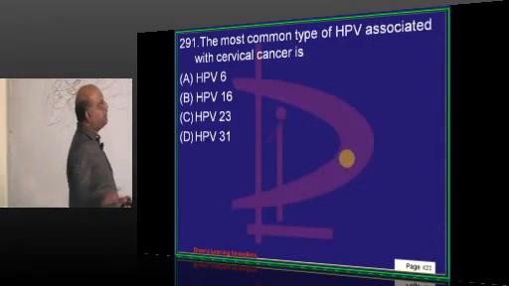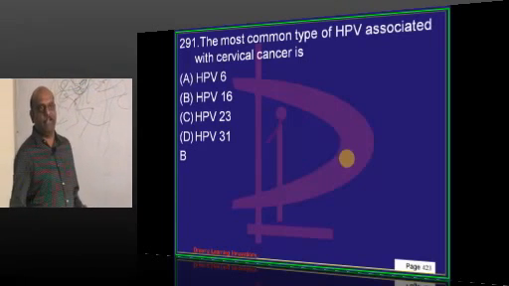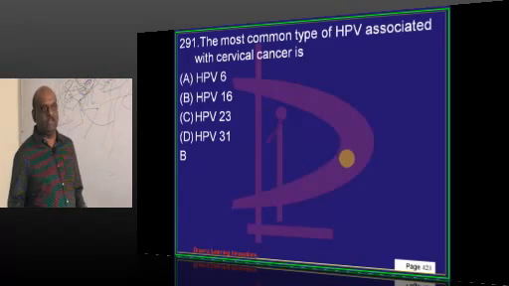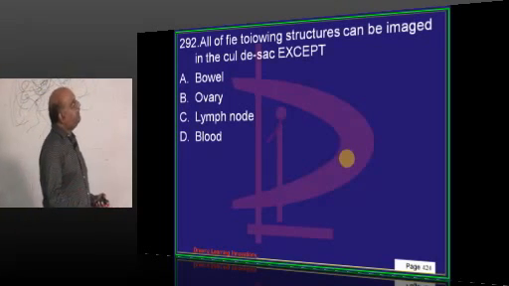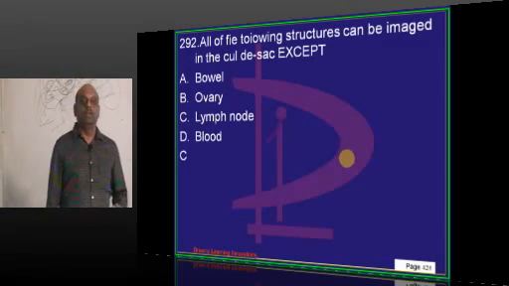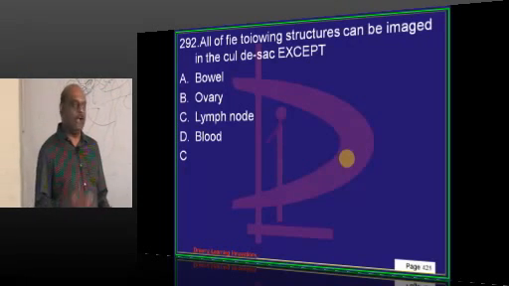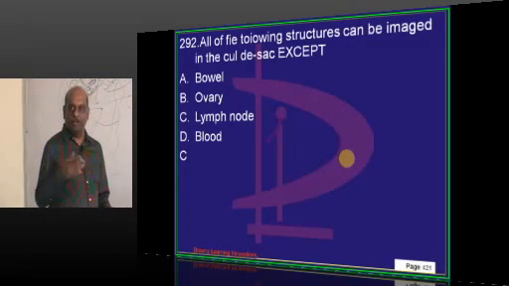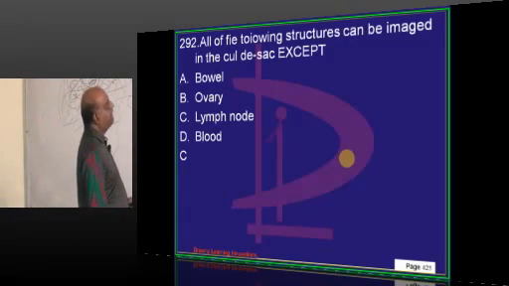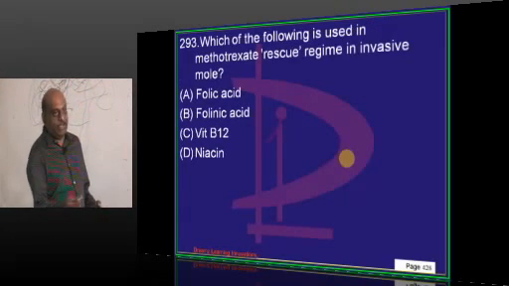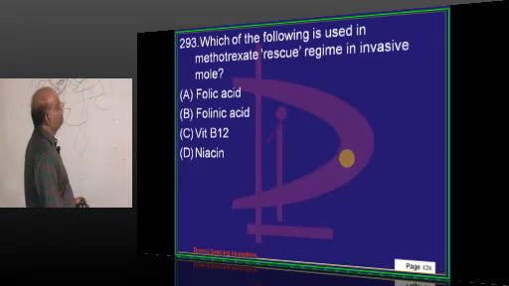So, what is the most common type of HPV, doctor? Once more, a rote-learning question. HPV 16, sweet 16, is most carcinogenic. Then in the cul-de-sac, you don't have lymph nodes. You can have blood, you can have ectopic ovarian tissue, or you can have bowel, etc. You can image all those things, not lymph nodes.